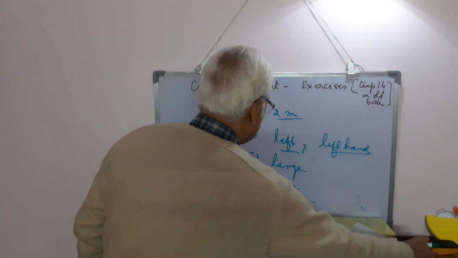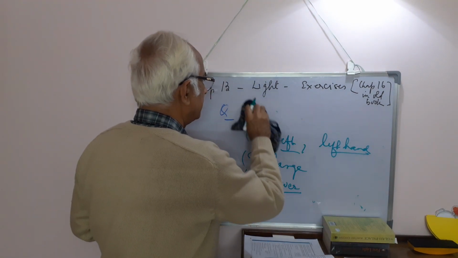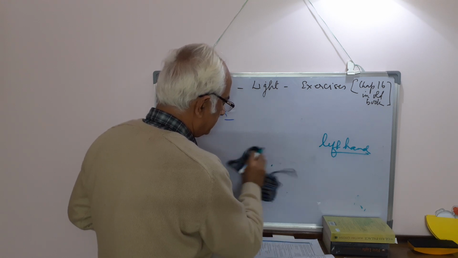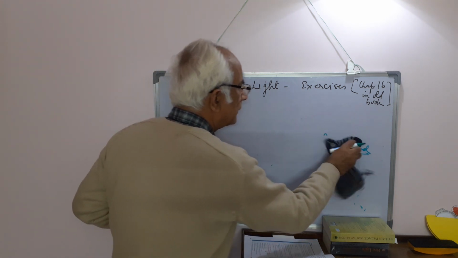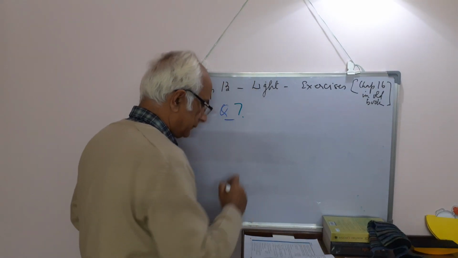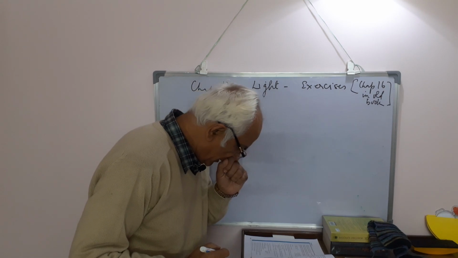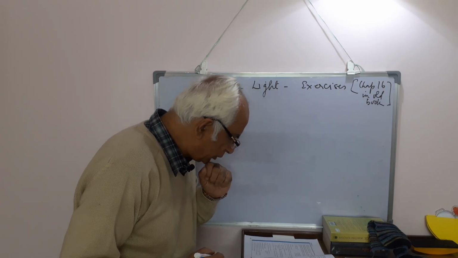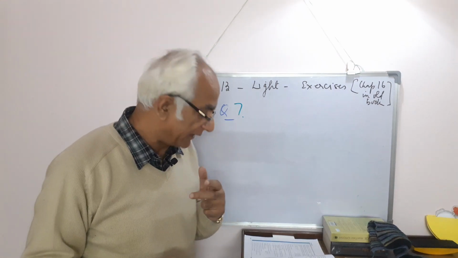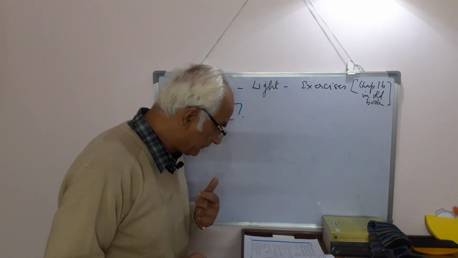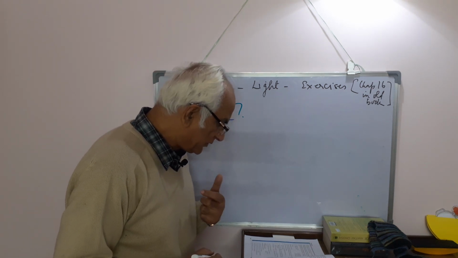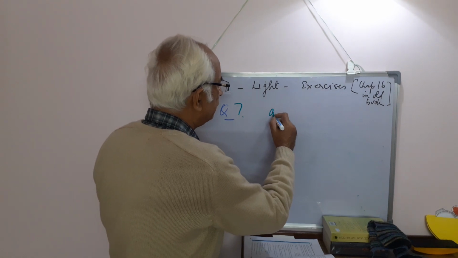So now we come to question number 7. Angle of incidence is equal to angle of reflection. There are 4 options. You have to pick up which option is right. First option is always. Second is sometimes. C, under special conditions. D, never. So these are the 4 options.